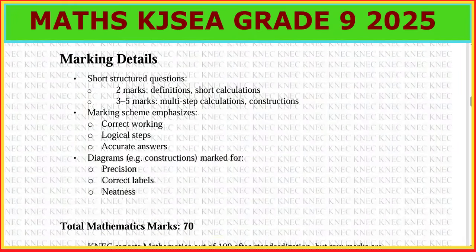Then we are given marking details. Short structured questions are 2 marks. Definitions and short calculations can be 3 to 5 marks, and multi-step calculations, constructions, and so on. The marking scheme emphasizes correct working, logical steps, and accurate answers. Diagrams, for example constructions, are marked for precision, correct labels, and neatness.